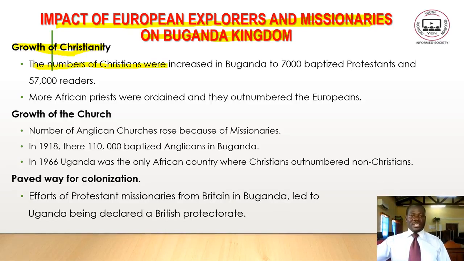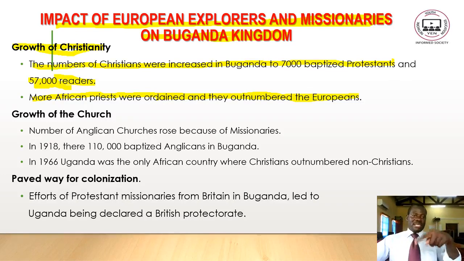The number of Christians increased in Buganda to 7,000 baptized Protestants and about 57,000 others, or readers, who were just following that Christianity. And more African priests were ordained, and they outnumbered the Europeans. So we see that power was transferred. Power to spread Christianity in the kingdom was given to the Africans, most of whom became leaders leading in the spread of the gospel.